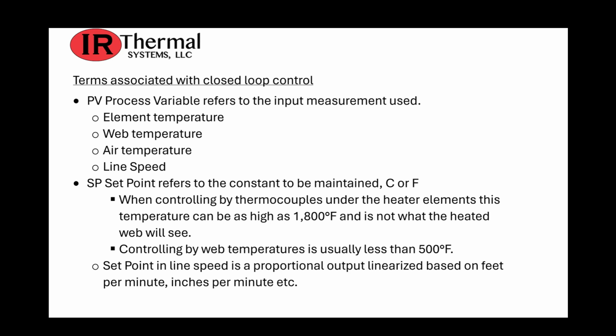SP, or set point, refers to the constant to be maintained. That is the constant temperature in centigrade or Fahrenheit. When controlling by thermocouples under the heater elements, this temperature could be as high as 1800 degrees Fahrenheit, and is not what the heated web will see. Controlling the web temperatures is usually less than 500 degrees Fahrenheit. And the set point in line speed is a proportional output linearized based on feet per minute, inches per minute, etc., so that you set the temperature in advance based on the line speed, and then it changes according to the line speed.